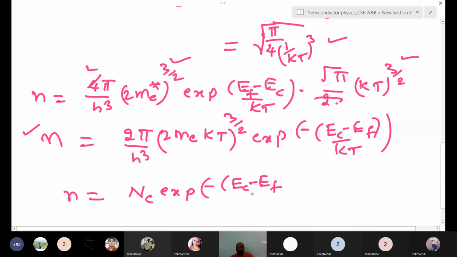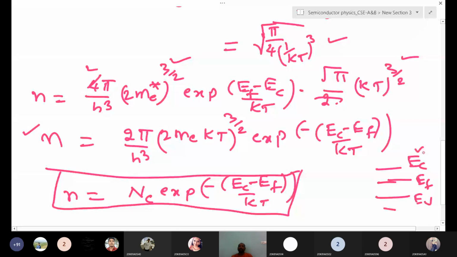Because if you see, this is an intrinsic semiconductor, this is EC and this is Fermi level, right? So which one is higher here? EC is the highest energy compared to EF, isn't it? Yes, sir. That's why I'm writing EC minus EF. You can write EF minus EC also, it's not a problem.